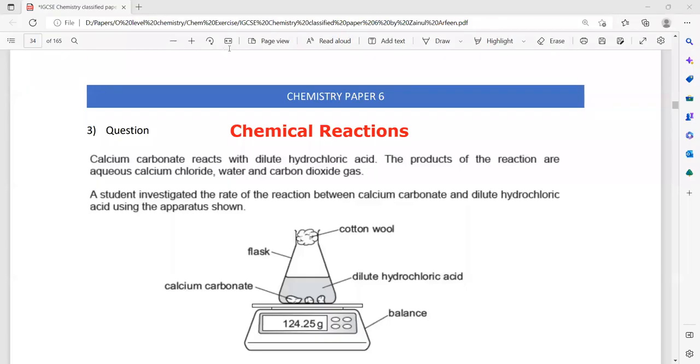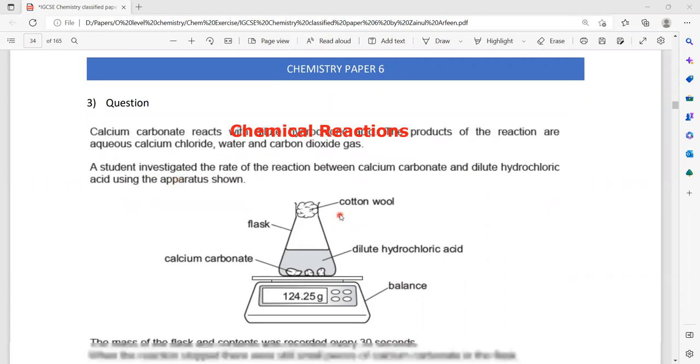So, classified paper 6, topic chemical reactions, question 3. As you can see in this one, calcium carbonate reacts with dilute hydrochloric acid. The products of the reaction are aqueous calcium chloride, water, and carbon dioxide. A student investigated the rate of the reaction between calcium carbonate and hydrochloric acid using the apparatus as shown.